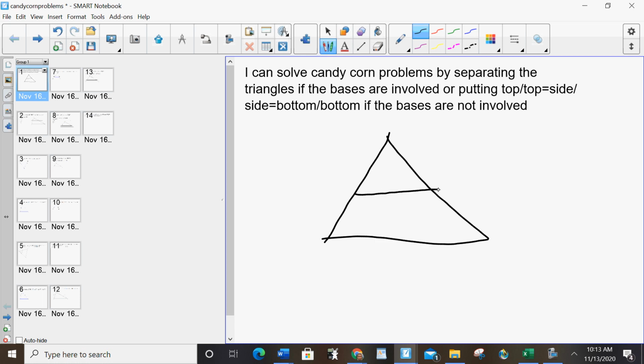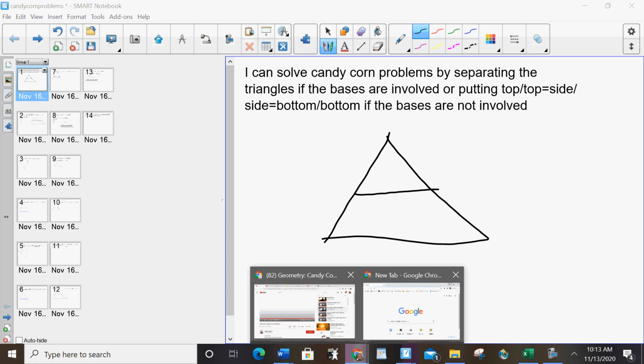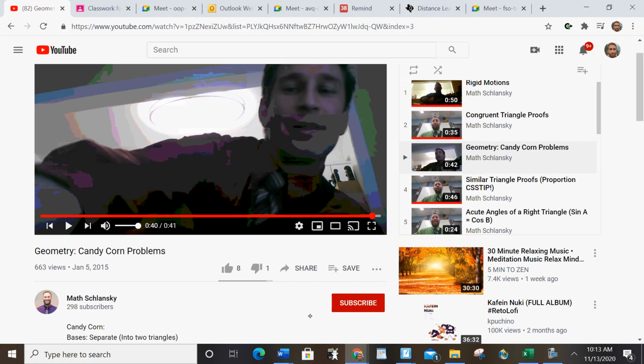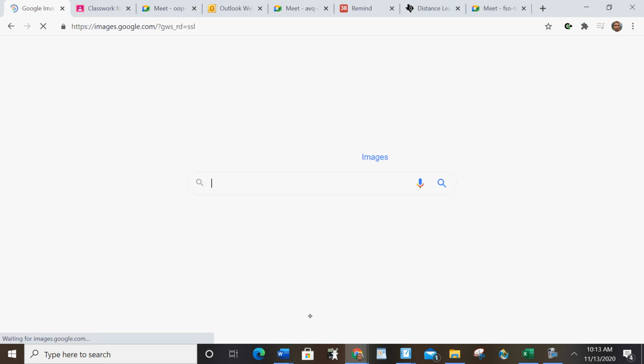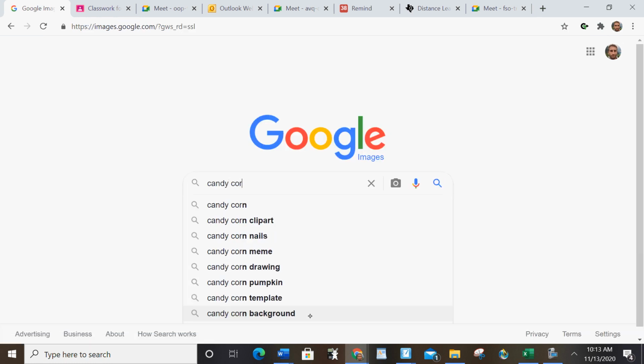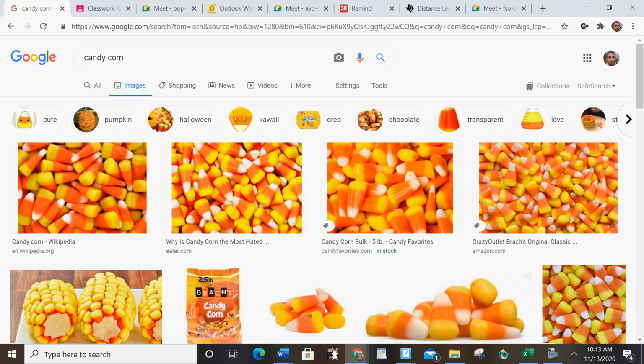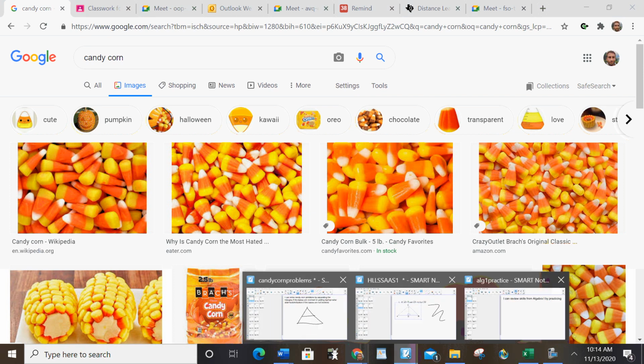First of all, I call these candy corn problems because they look like candy corns. You know those gross candies you get around Halloween time? Ugh. So I'll show you what I'm talking about if you go to images.google.com and we look at candy corn, those gross little things. So that's what these problems look like. They're triangles. They got some parallel layers to it. That's why I call them candy corn problems. I do not like candy corns.